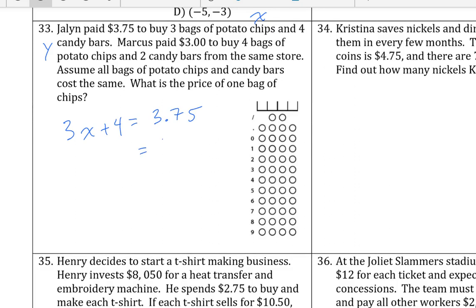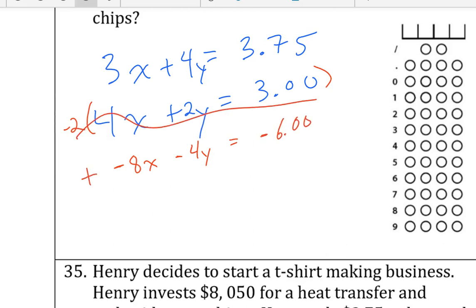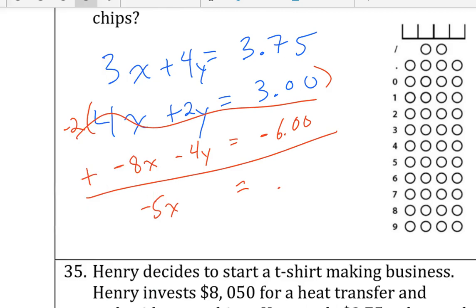Marcus paid $3, and then he purchased 4 bags of chips and 2, forgot my Y there, candy bars. So again, variety of methodology here, but we have an easier one to cancel because I have 4 and 2. So I'm just going to multiply this bottom one by a negative 2 and use elimination here. With negative 8x minus 4y is equal to negative 6.00. Now we're going to go ahead and add down with my top and bottom equation here. So this will give me negative 5x. Those cancel. Is equal to, when we subtract here, so I have 3.75 minus 6, negative 2.25.